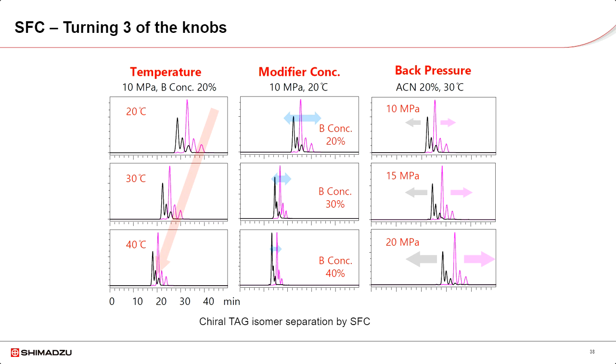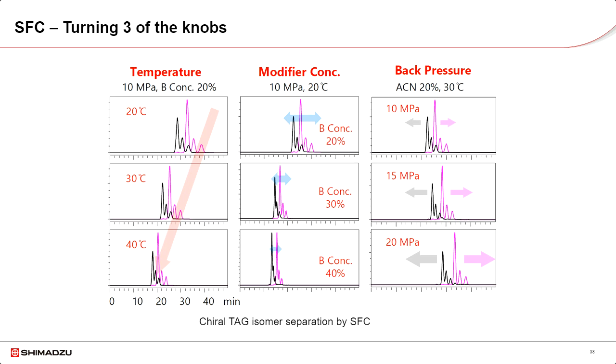Modifier concentration, at 20%, we see the widest spread of our peaks, not unexpected, as we're allowing more interaction with the stationary phase rather than partitioning into the mobile phase. 30% and 40%, we're not seeing any changes in selectivity, just earlier elution and less resolution between each of the peaks themselves. However, as we look at back pressure, at 10 megapascal, we see really no influence.